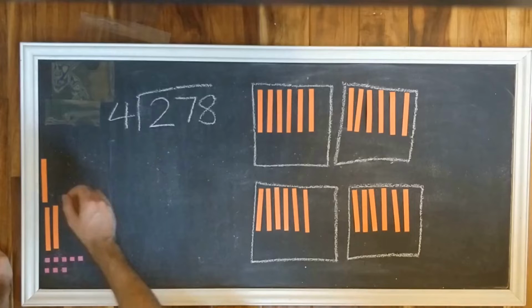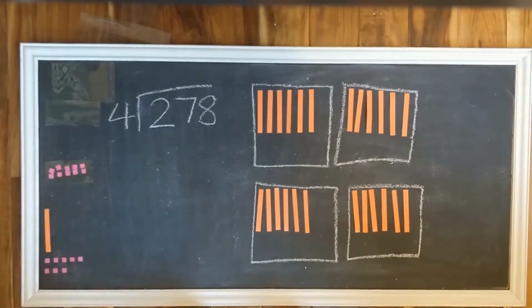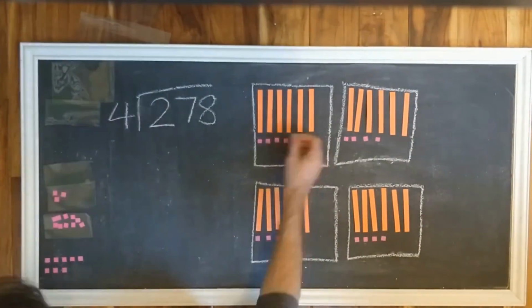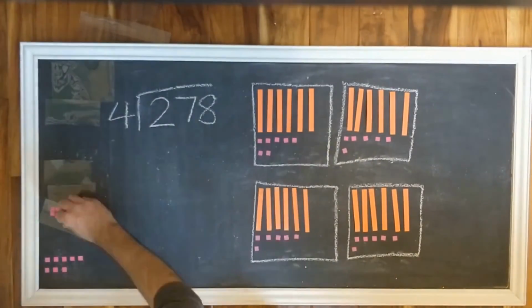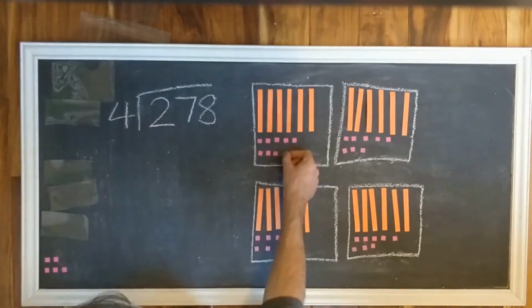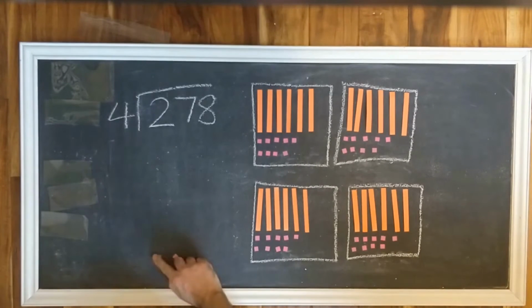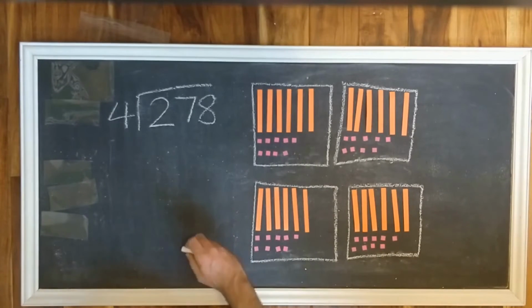Since we do not have enough longs left over to divide them among our 4 groups, we must now trade our remaining 3 longs in for 30 units. We now have a total of 38 units and will divide them among our 4 groups. Each group received 9 units and there are 2 units remaining.